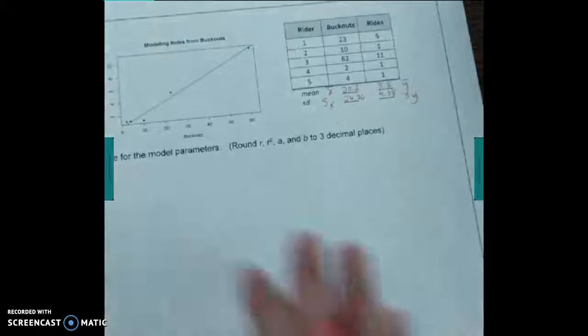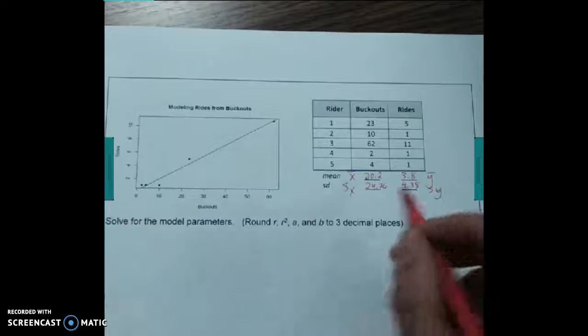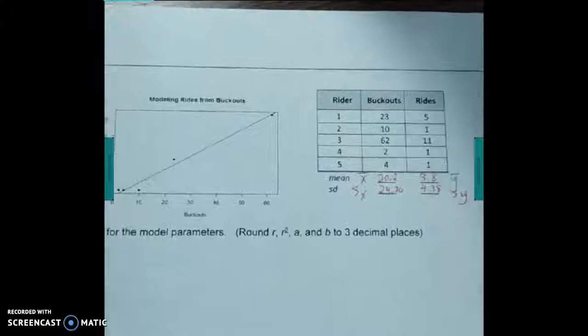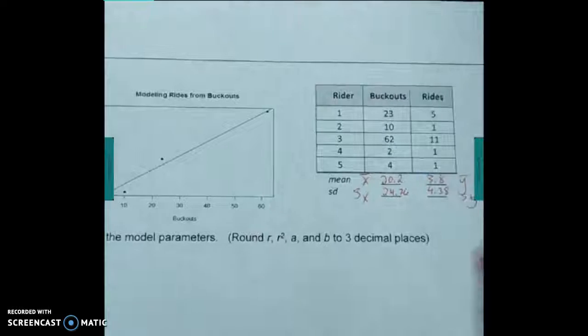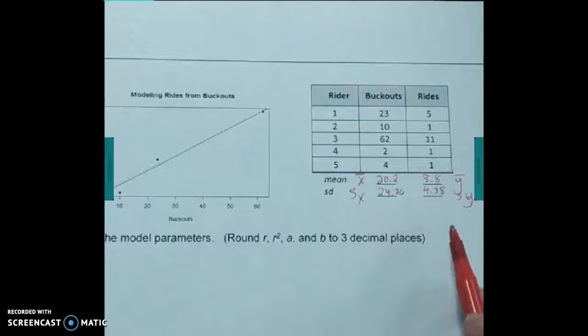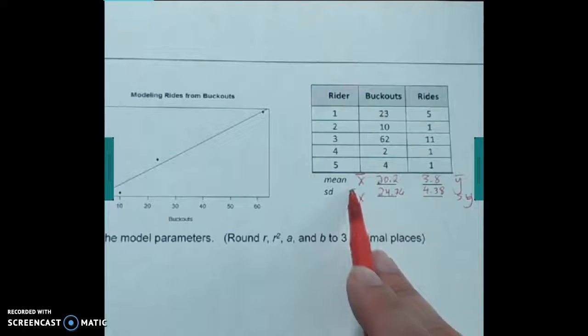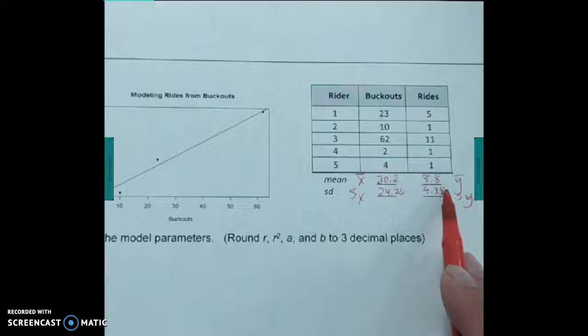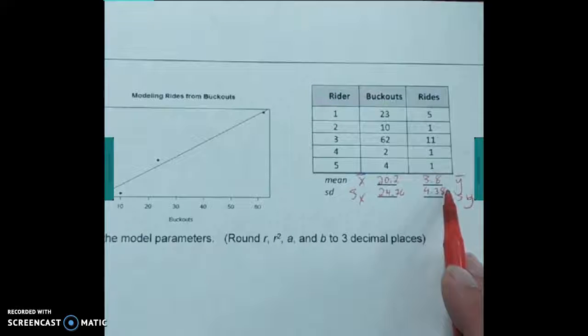So I definitely need to know these standard deviations because they are important when we're calculating the linear model for this data. But these means don't show up until a little bit later, after we've calculated the slope. We need these to calculate the y-intercept.